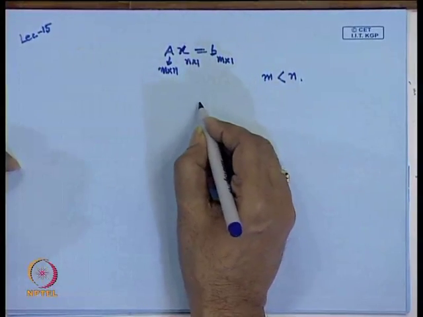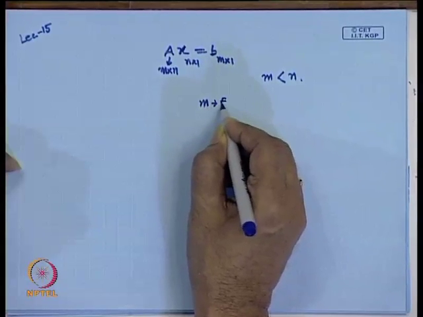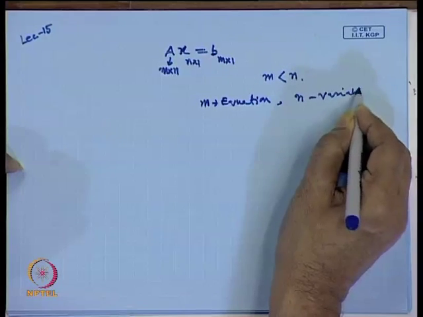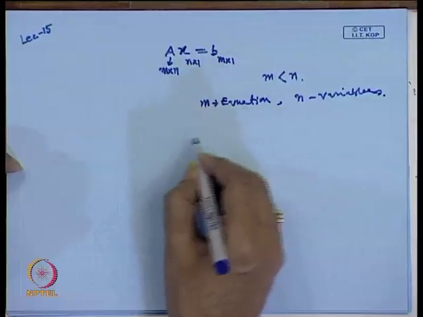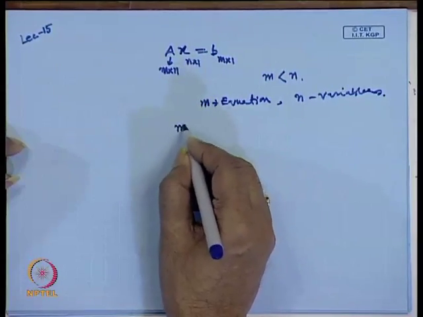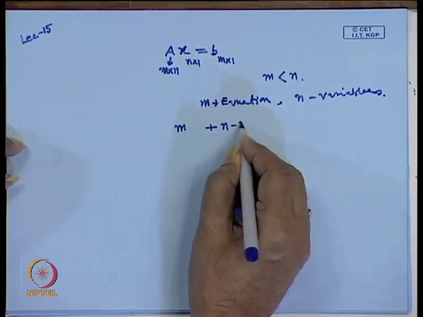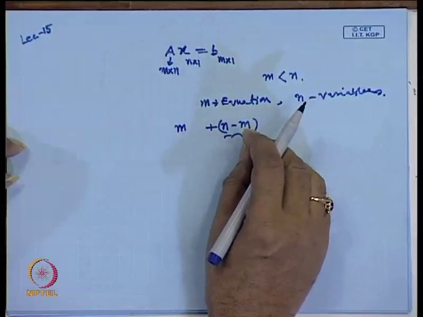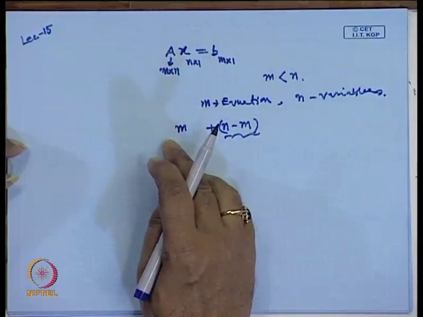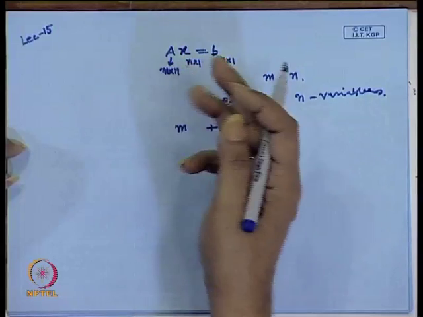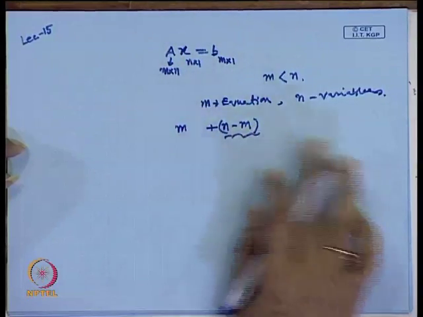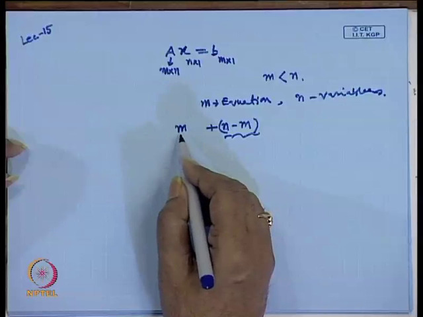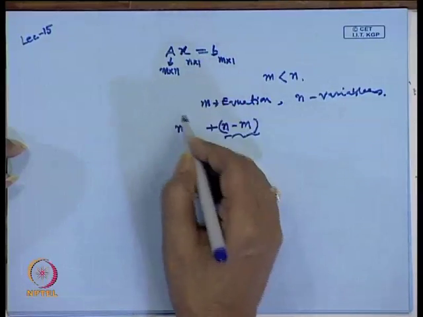So, if there are m equations and n variables, out of the n variables we can split them up into two parts, m plus n minus m variables. If we assign the n minus m variables values arbitrarily, then easily we can find out the m variables. So, we have an infinite number of solutions for arbitrary choice of n minus m variables, which in turn gives us the m x variables.